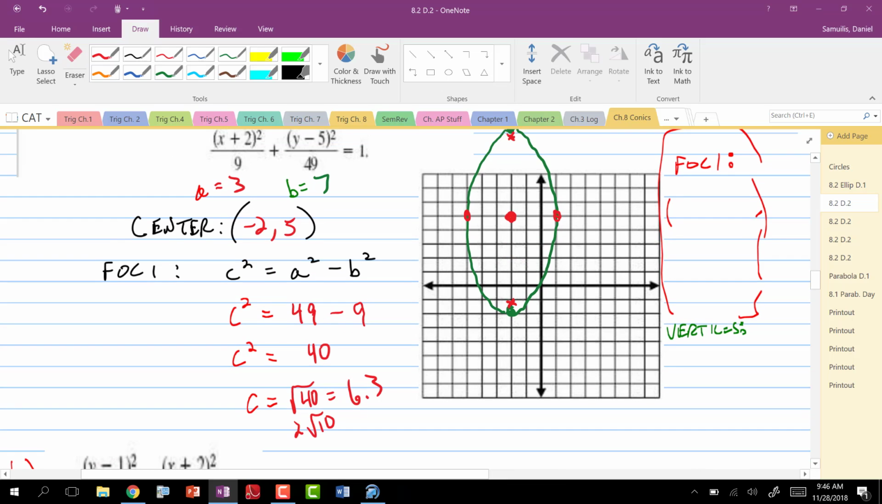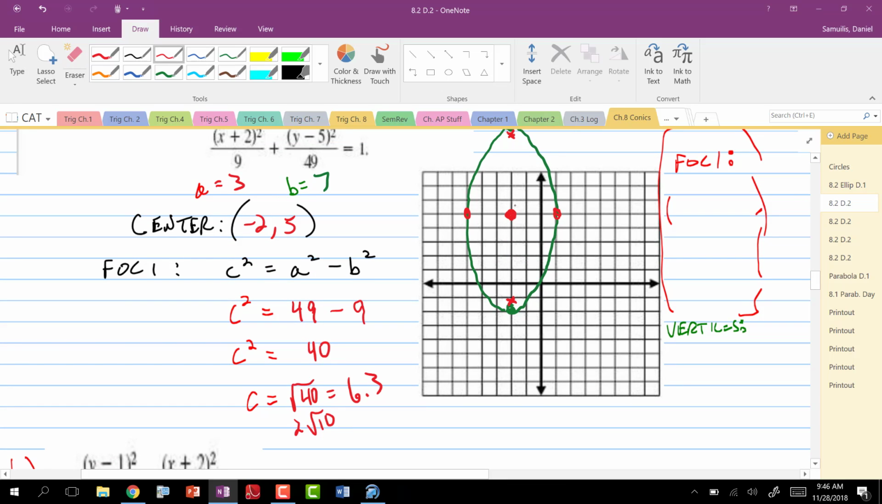Now remember, you moved from negative 2 comma 5 up 2 root 10 and down 2 root 10. So the foci are negative 2 comma 5 plus or minus 2 root 10. Up 2 root 10 and down 2 root 10. And that's how I expect you to write that. I mean, you could say negative 2 comma 11.3. I'll allow that.